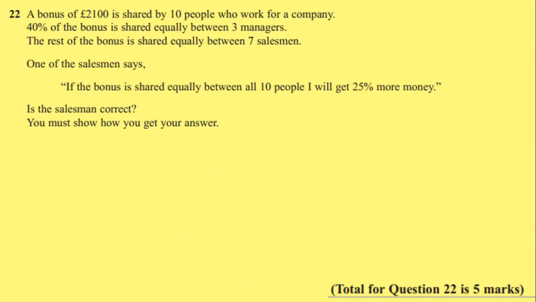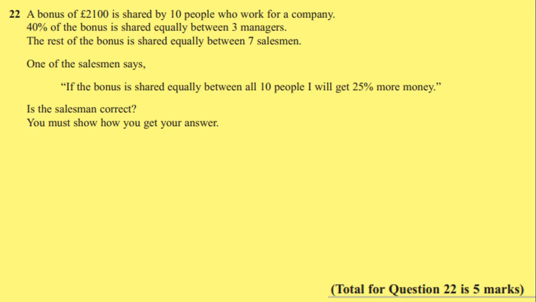Let's move on. A bonus of £2,100 is shared by 10 people who work for a company. Now 40% of the bonus is going equally between 3 managers. I bet they decided that. The rest of the bonus is shared equally between 7 salesmen. One of the salesmen said, if the bonus is shared equally between 10 people, I would get 25% more money. Now I think he will get more money, but I don't know whether it will be 25%. So let's find out if he's correct.